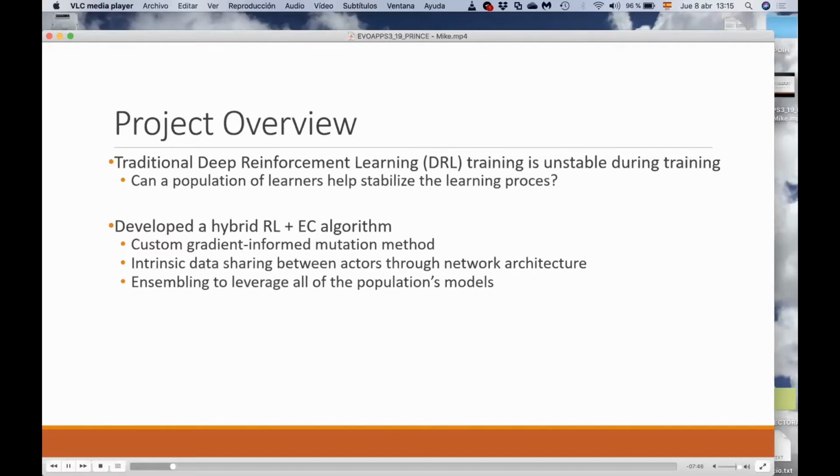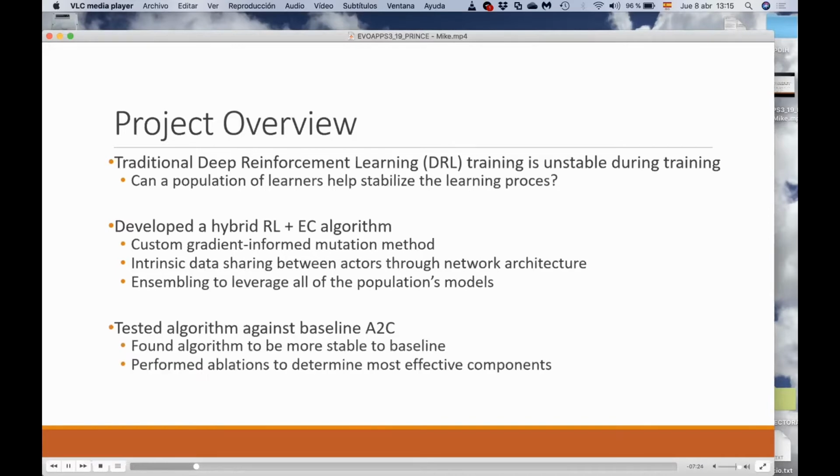The primary motivation is that a population of learners would stabilize learning, because if one learner becomes unstable, it's no big deal. However, this leads to efficiency problems, so we develop methods to maximize information sharing between the population. Finally, we use ensembling as another method of stabilization and information sharing.